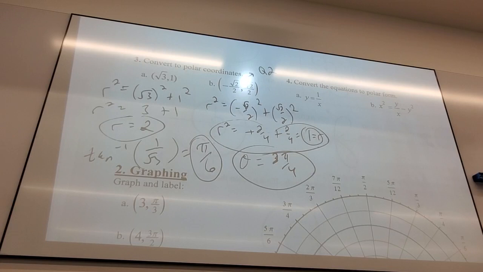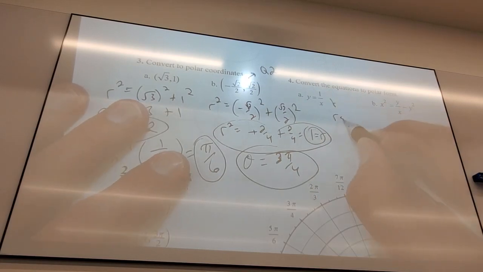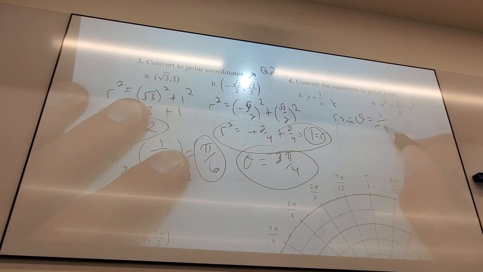Now, for A and B, let's look at 4A. I want to convert that to polar. This is normally the easier way to go because you know exactly what y is, you know exactly what x is. In polar, what's y in polar? Yeah, so this will be r sine theta equals 1 over, and what's x? Or cosine theta. And if I multiply that up, I get r squared sine theta cosine theta equals 1. And you can stop, that's fine.